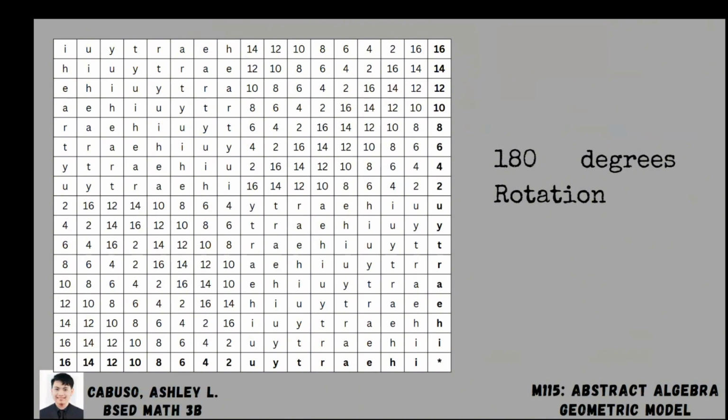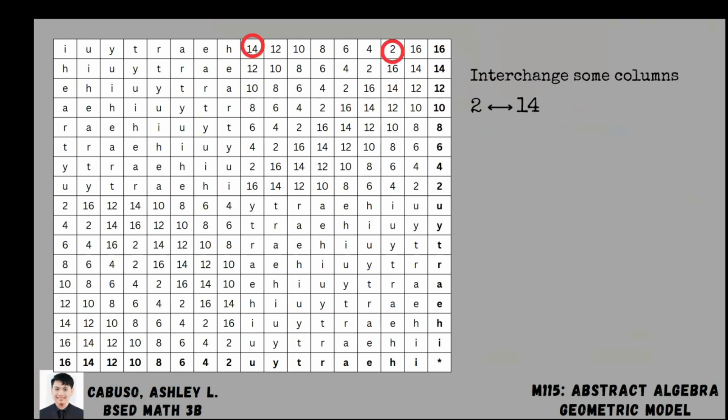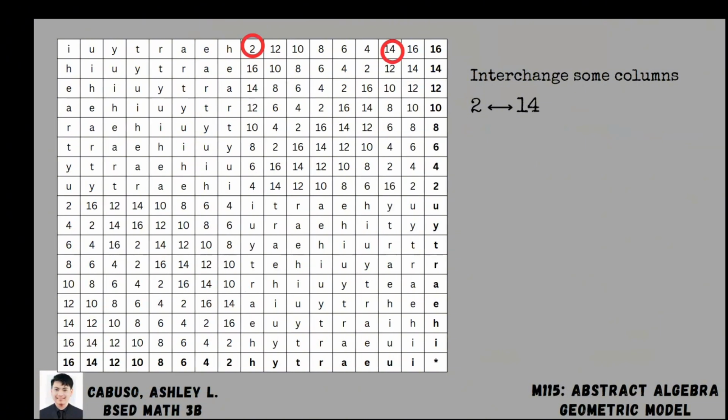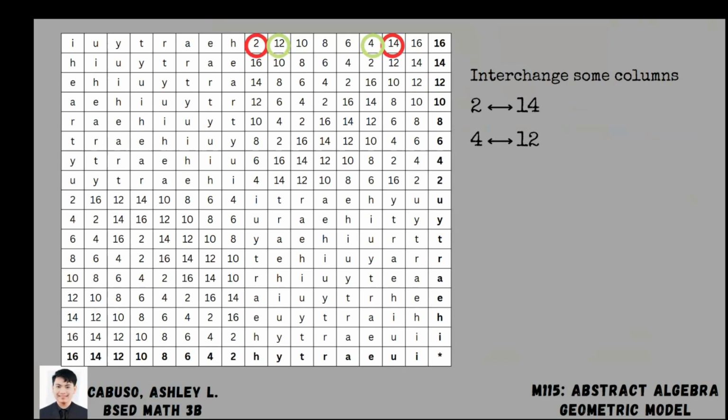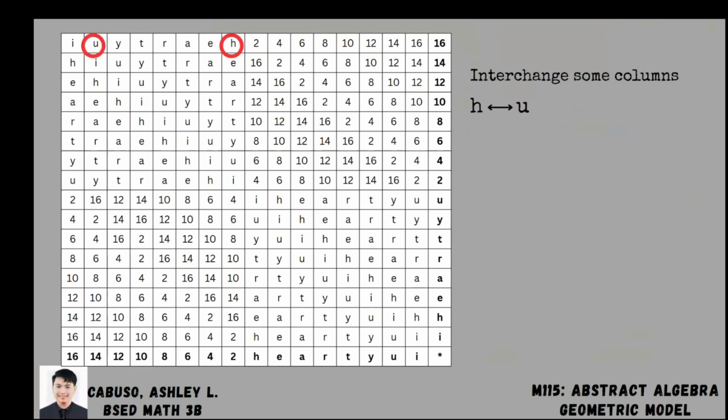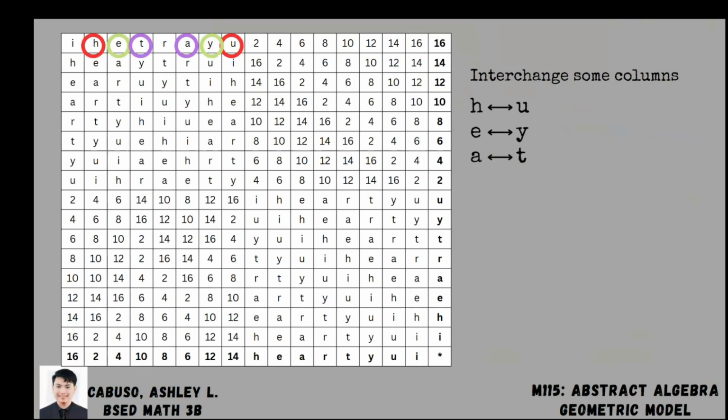Now, let's interchange their columns. So, column 2 and column 14. And then next one, column 4 and column 12. Then column 6 and column 10. Also the column of H and U. Column of E and Y. Also the column of A and T.